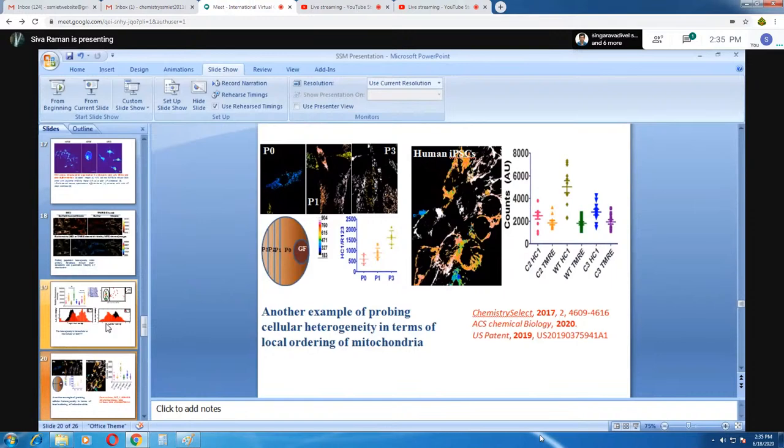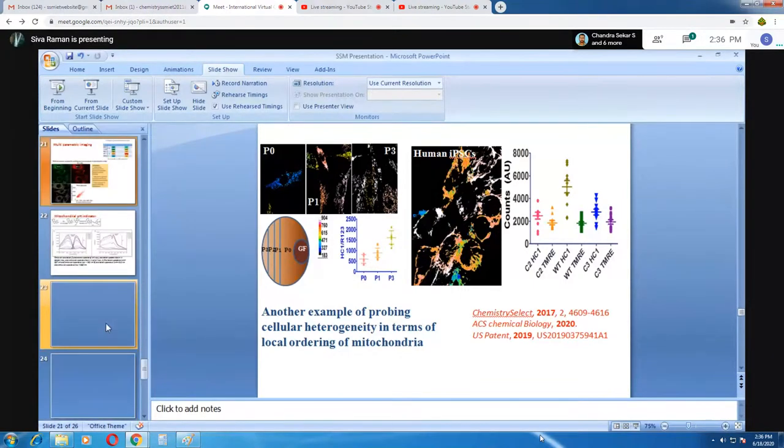Using these types of dyes, the work that I presented has a US patent, and it was published in Chemistry Select in the year 2017. Recently we submitted two papers to ACS Chemical Biology. One is on local ordering of mitochondria using ratiometric imaging in pluripotent cells. Another is on mitochondrial imaging in stem cells using these dyes in an elaborated manner, which is also under revision in ACS Chemical Biology.